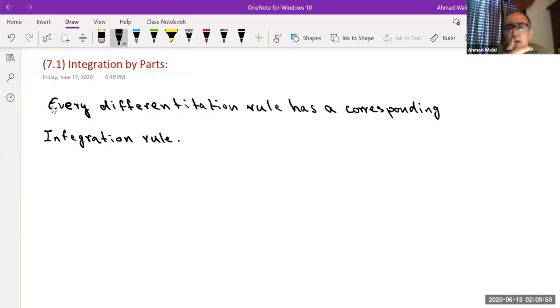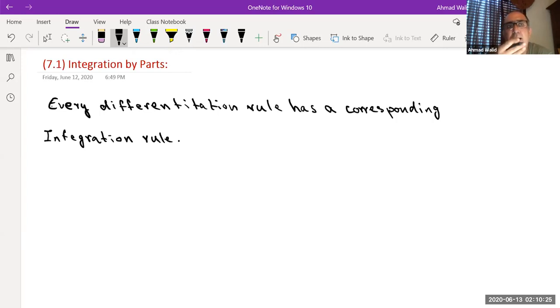Now, if you're in a test and you see that your function is actually a chain rule derivative, immediately you shouldn't go to the paper and look, okay, what should I do? If you know that for the chain rule of differentiation, I have to use substitution in integration, that's it. You know it. You don't need a table, or a paper or a note card to memorize, to learn the meaning.